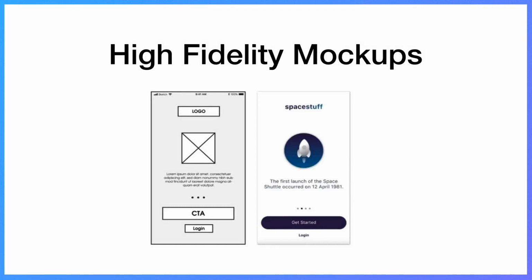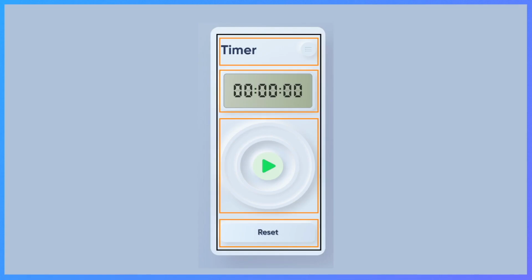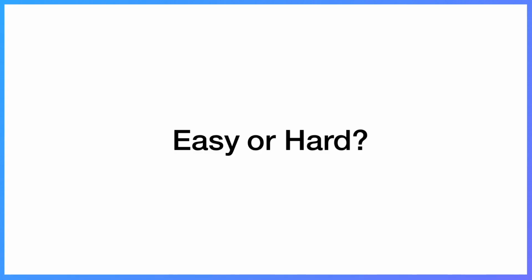Now we are going to create our high fidelity features. High fidelity mockups are deliberate, slow in iteration, and highly customized in shapes and design. Out of these features, which feature would you choose to create first? I would say there are two types: easy or hard. So which one are you going to choose?